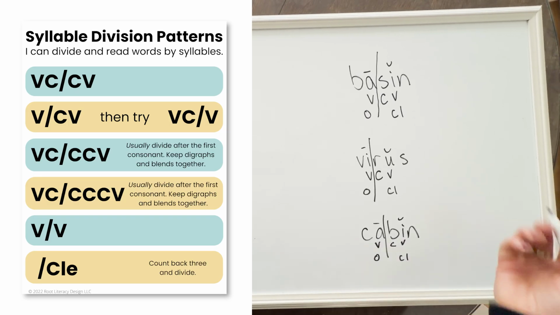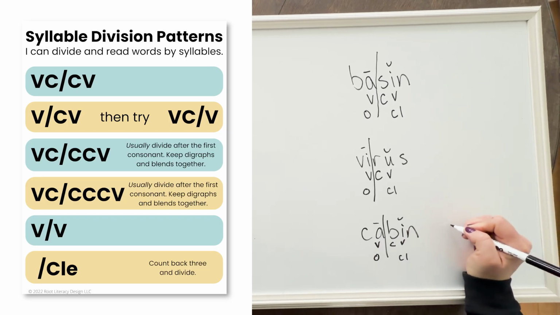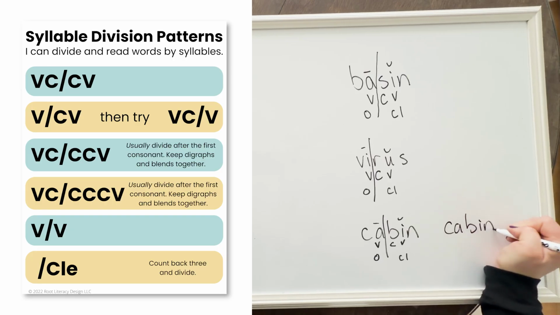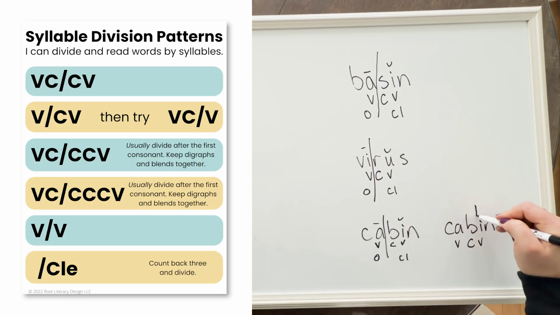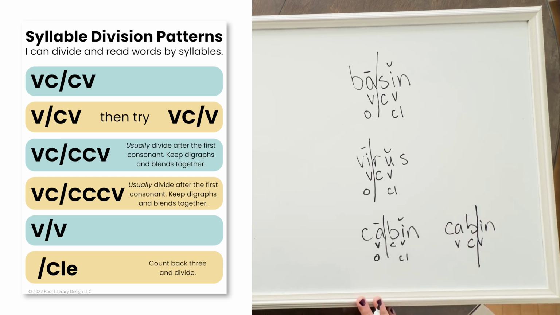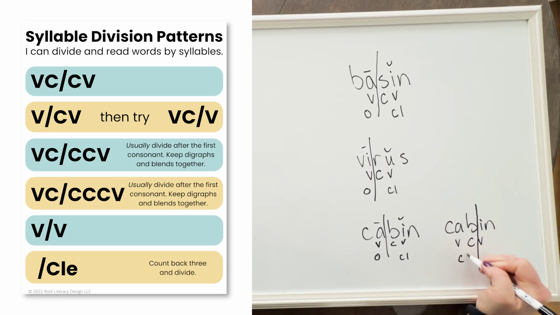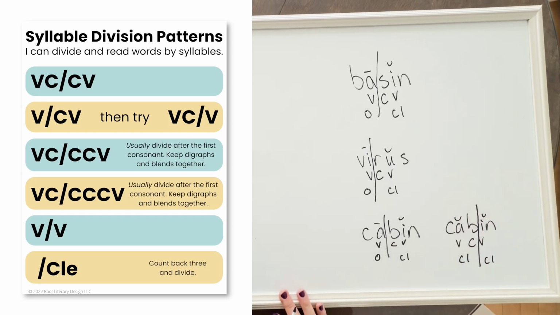Well, this is where you teach students to try again and move it over. So I mark my vowels that make a sound, I look between them, but now I'm going to move my division line over after the consonant. The A is closed, it says ah. The I is closed, it says I, cabin.